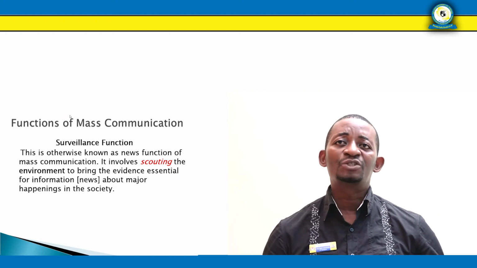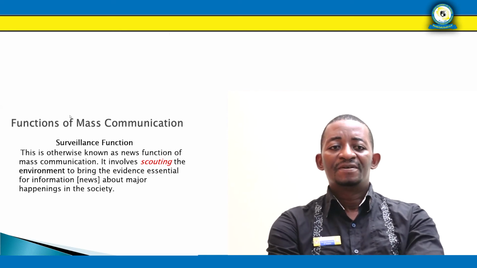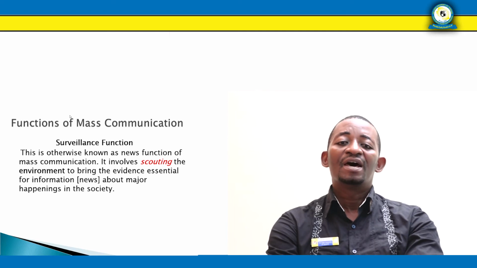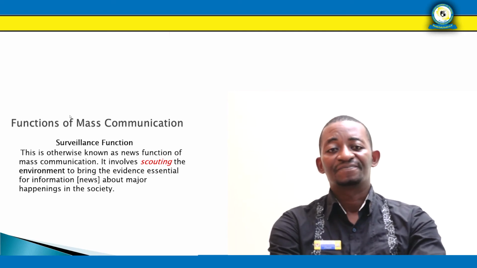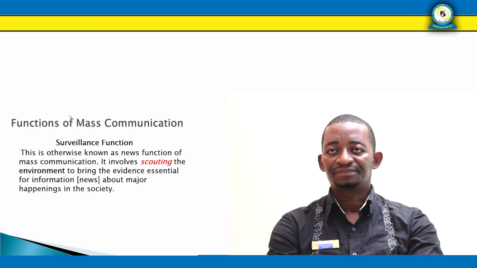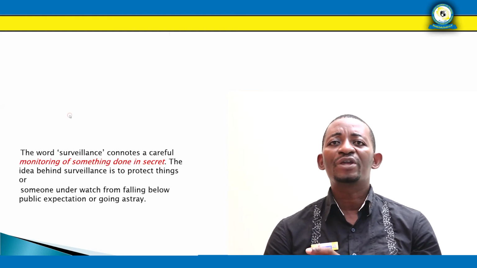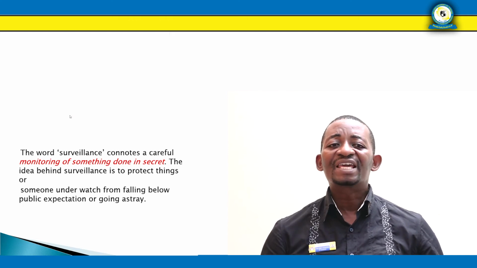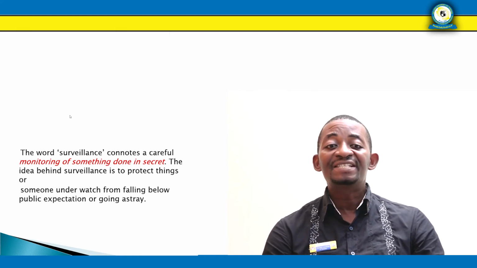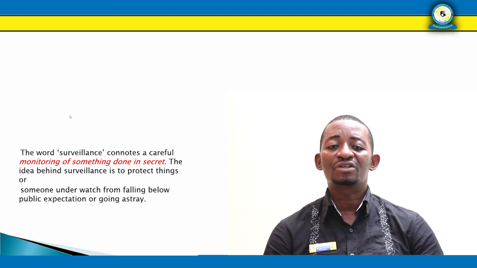Now, let us look specifically into these functions. One of the functions that is very common is the surveillance function. It is otherwise known as the news function of mass communication, and it involves scouting the environment to bring the evidence essential for information or news about major happenings in the society. You're trying to scout, you're trying to monitor what's going on. The word surveillance connotes a careful monitoring of something done in secret. Dear students, the idea behind surveillance is to protect things or someone under watch from falling below public expectation or going astray.